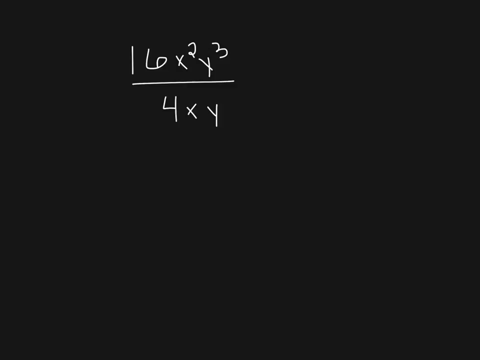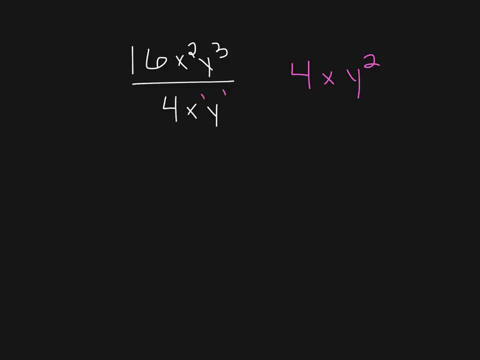All right, let's simplify first. 16 divided by 4 is 4. X squared divided by x. Remember there's an assumed 1 here. 2 minus 1 is 1. And there's an assumed 1 here. 3 minus 1 is 2.